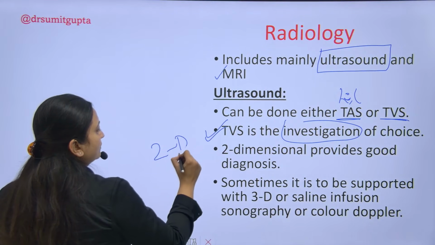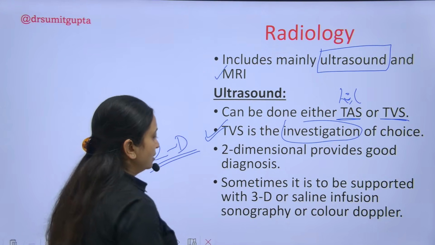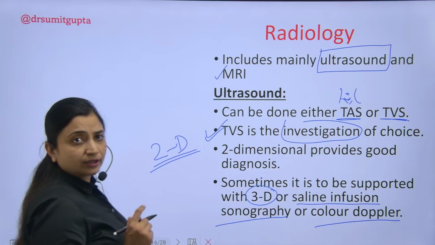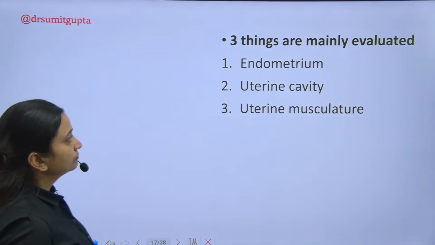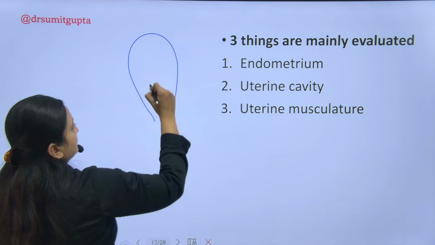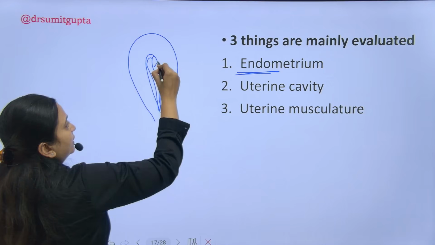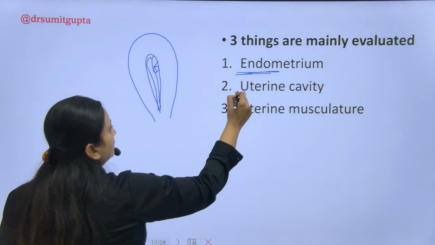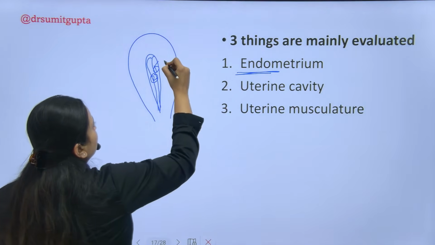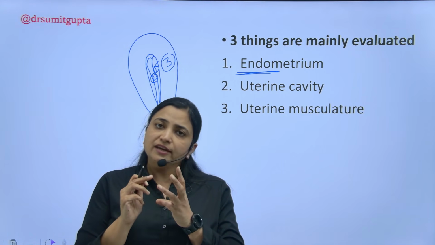Normally we get 2-dimensional images in TVS and it generally gives you a good diagnosis. But if it fails or we are lacking somewhere, we can support it with 3-dimensional TVS or saline infusion sonography or color Doppler. I'll be talking about each and every one of these. But what are we trying to evaluate with all these things? We are trying to evaluate the uterus. Now this is the uterus, like this. And this is the endometrium. So first of all, we are trying to evaluate the endometrium. Number 1, is this having some problem? Number 2, uterine cavity, the place in between the both endometrial strips, is the cavity having some problem? Or 3, the uterine musculature. So always when you study a report, look for three things: endometrium, uterine cavity, and uterine musculature.